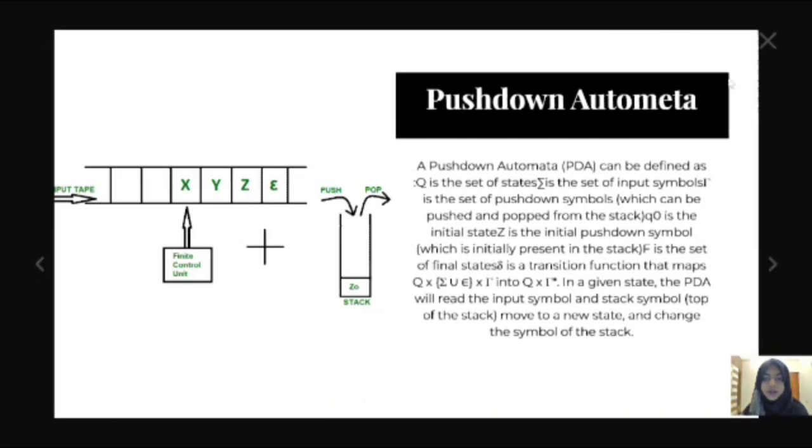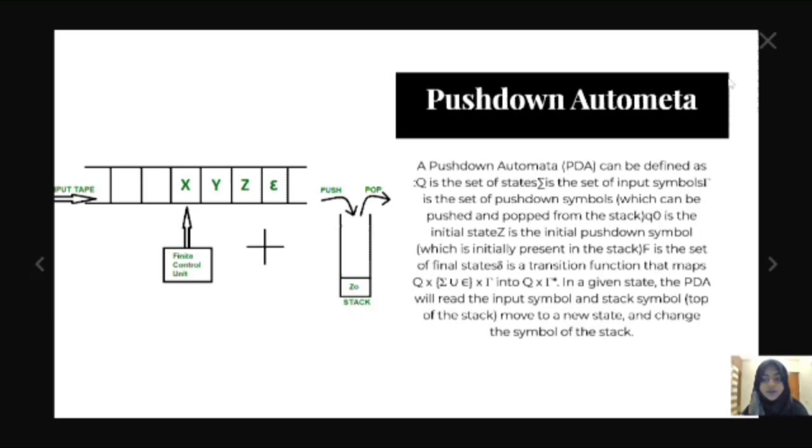Pushdown automata. What is a pushdown automaton? A PDA can be defined by Q, which is the set of states; sigma, the set of input symbols; gamma, the set of pushdown symbols; q0, the initial state; Z0, also a pushdown symbol, which is the initial stack symbol; and F, the set of final states.